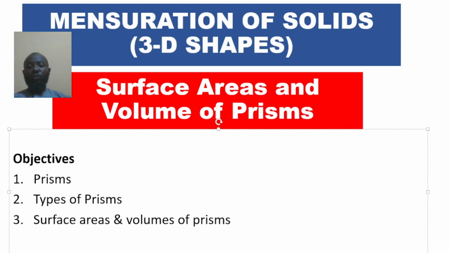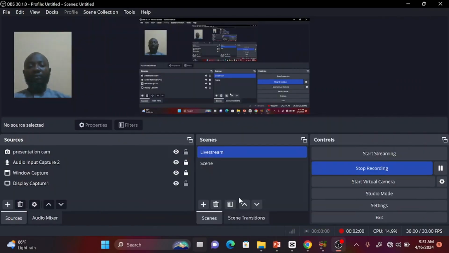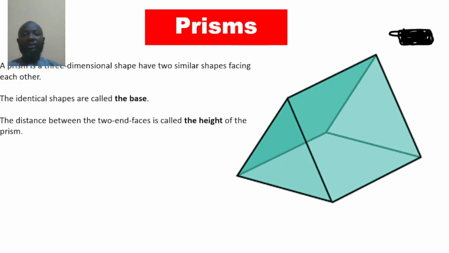So we go to what are prisms, what is the meaning of prism. A prism is a three-dimensional shape that has two similar shapes facing each other. That is, it has two similar faces. So a prism has how many faces? Two similar faces facing each other.